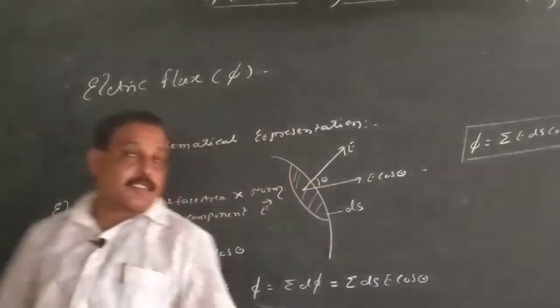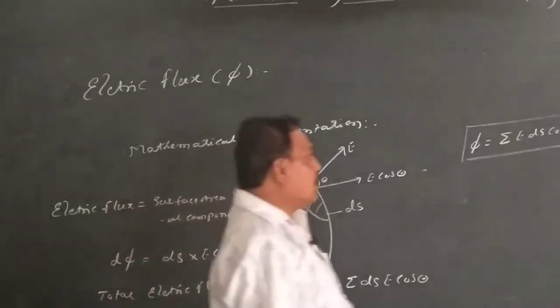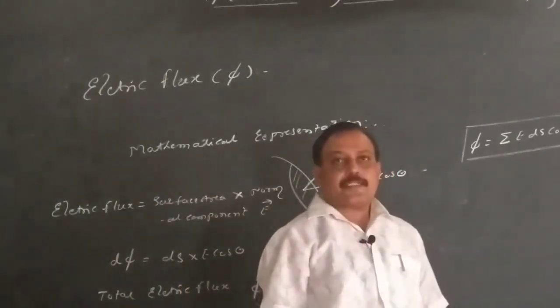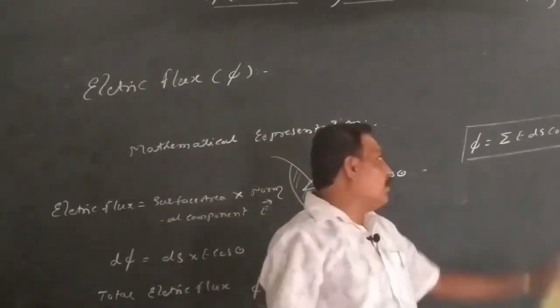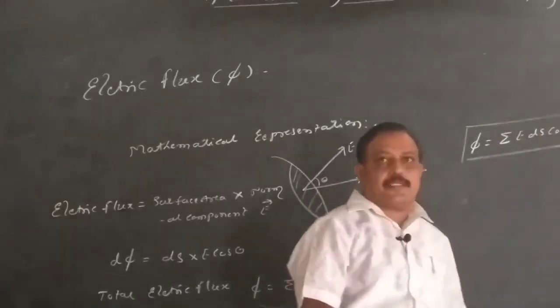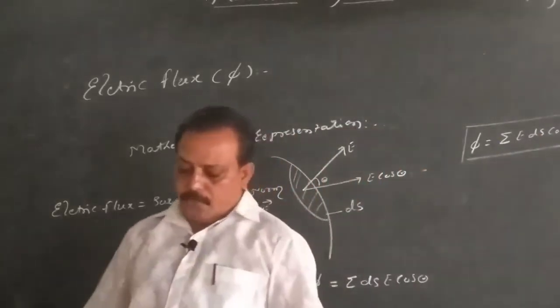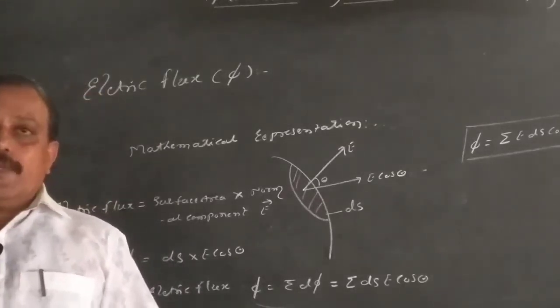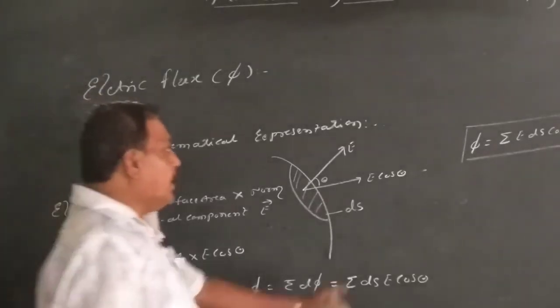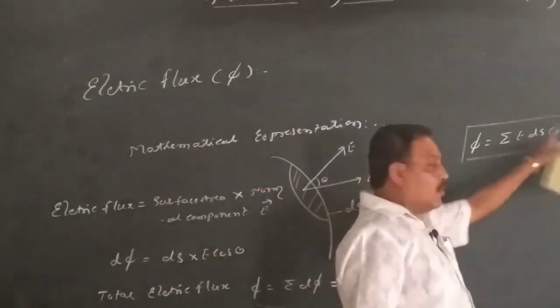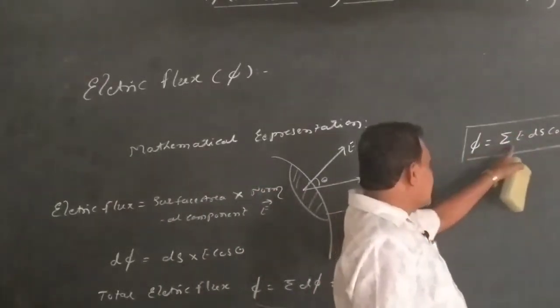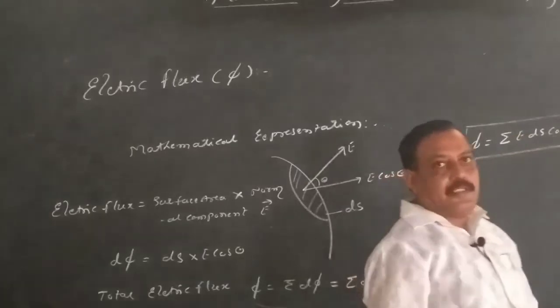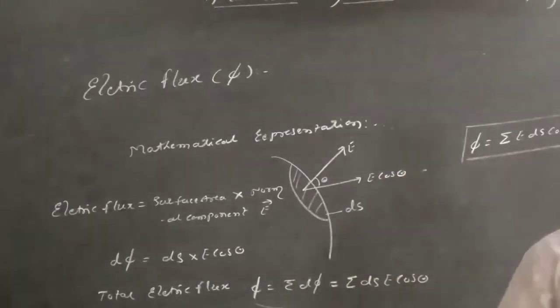We can remember it simply as sum of E ds cos theta, together. The total electric flux phi equals the sum of E ds cos theta. Now this is our electric flux.